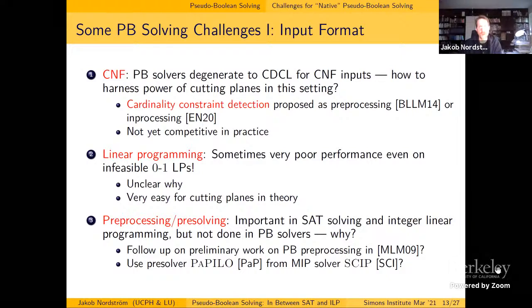So I believe there's quite a bit of low-hanging fruit where you can take insights from either SAT solving or integer linear programming, and if you just implement it, then probably pseudo-Boolean solvers would become much better.